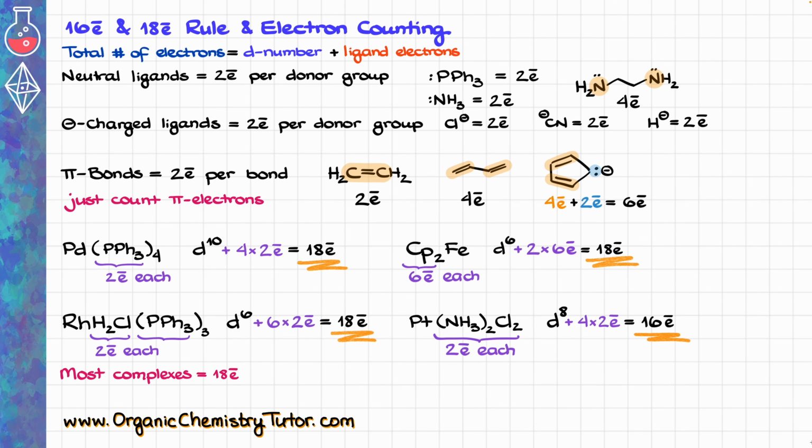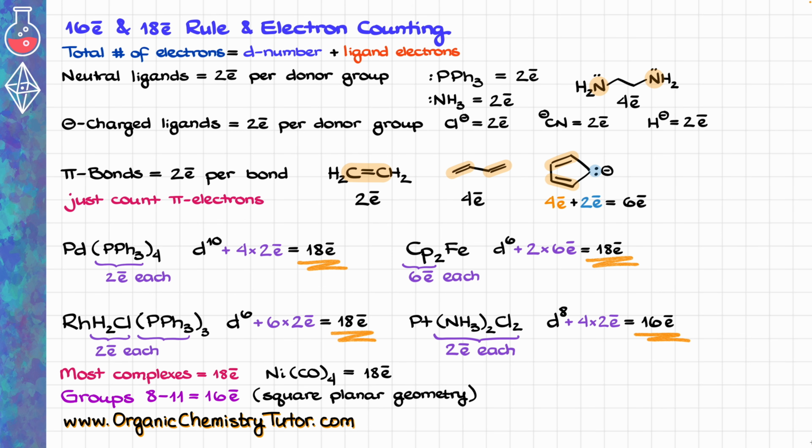But as I said, as a general rule of thumb, most complexes are going to be either 18 or in some cases 16 electron complexes. For instance, this guy over here, nickel CO4 complex, you can check for yourself that this is indeed an 18 electron complex. If you got a different number, retrace your steps and try again.